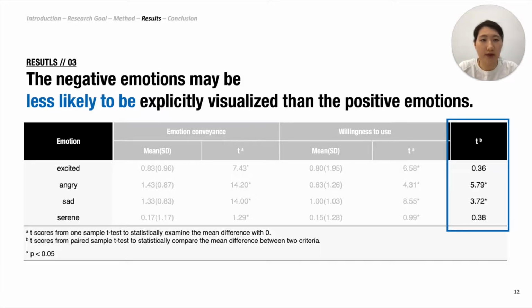However, in the case of angry and sad, the mean score of willingness to use significantly decreased. That is to say, the negative emotions may be less likely to be explicitly visualized than the positive emotions.